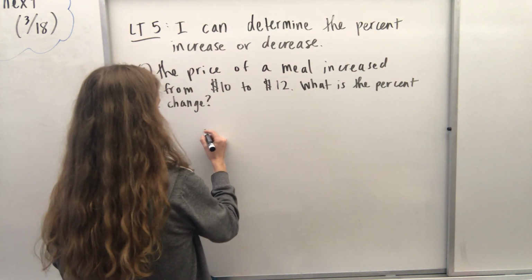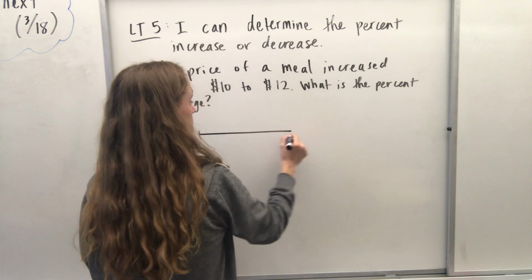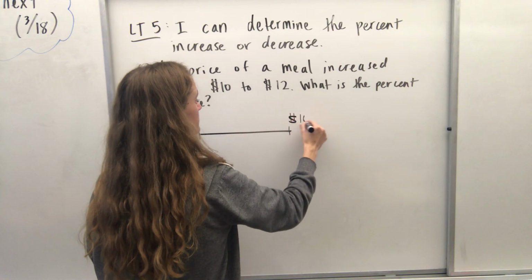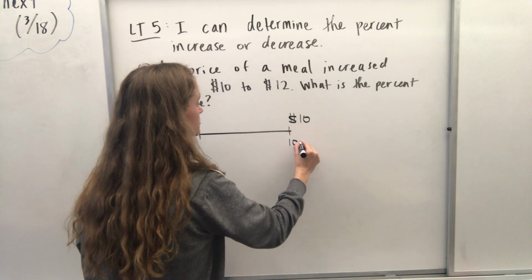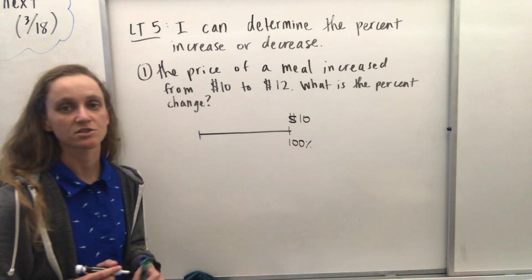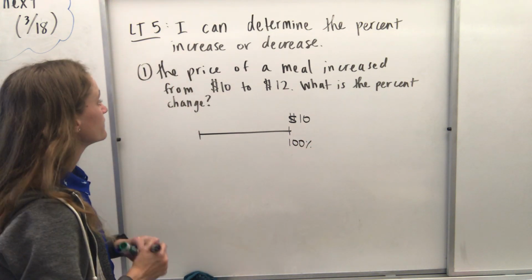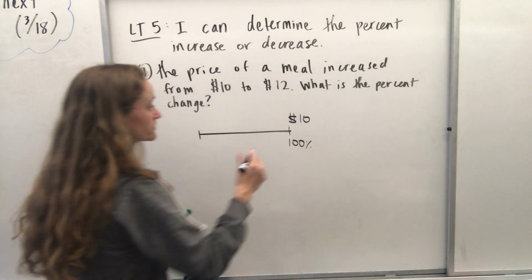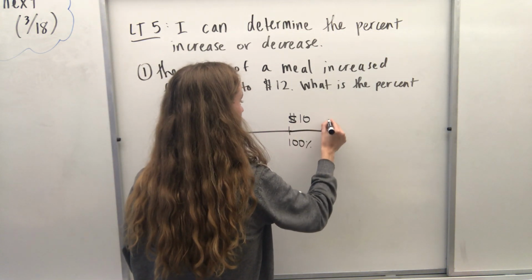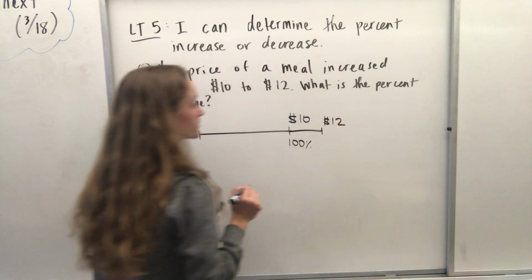So I'm starting with $10. So I put $10 on my line, and I know that this is 100% because it's a starting amount for this problem. And then it says that the meal increased to $12. So I'm going to increase this line a little bit and put $12 over there.